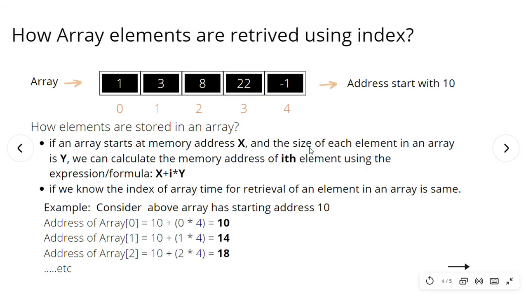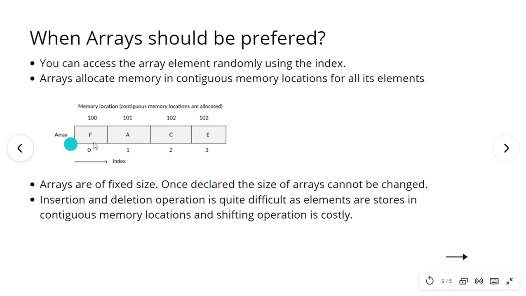So how are array elements retrieved using an index? I've taken an example of an array. First, let's look at how elements are stored in an array. If an array starts at a memory address X, as in the previous slide where I showed bogus memory addresses, the addresses will be contiguous.